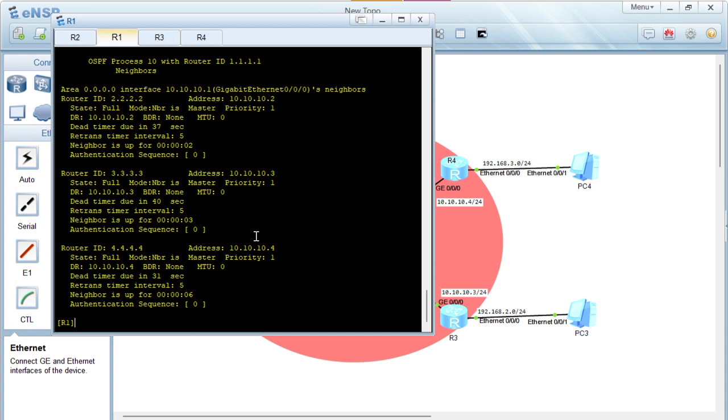So you can see that as much as we have configured the DR priority on R1, we still have R2 selected as the DR. The reason is that the adjacency between these routers came up faster. R2 and the other router, the adjacency came up earlier compared to, you can see this one, the neighbor up for 3, 6. So this adjacency came up faster, so we had the election process completed when the adjacency was being established on R1.